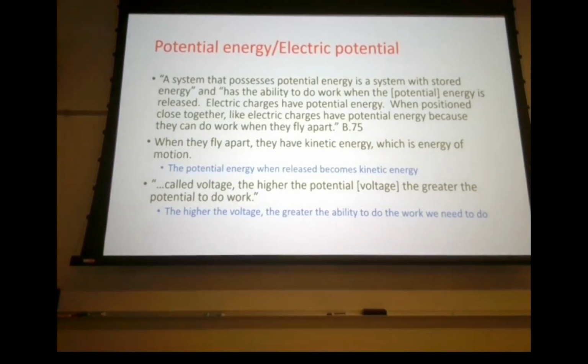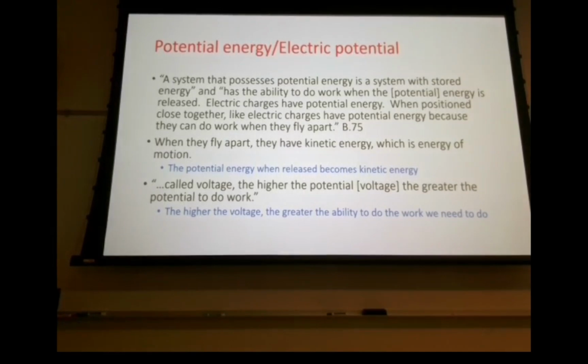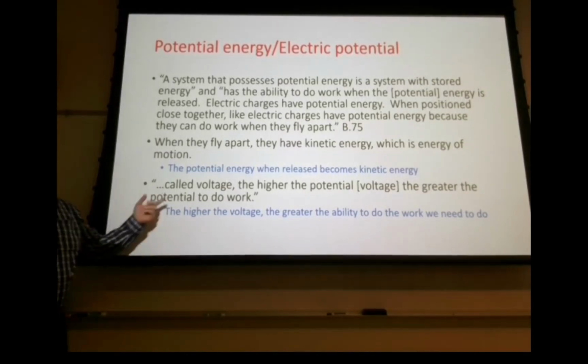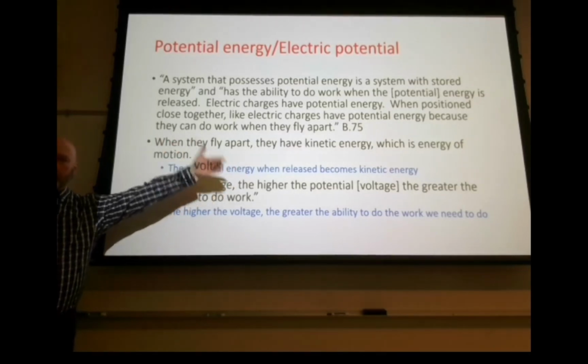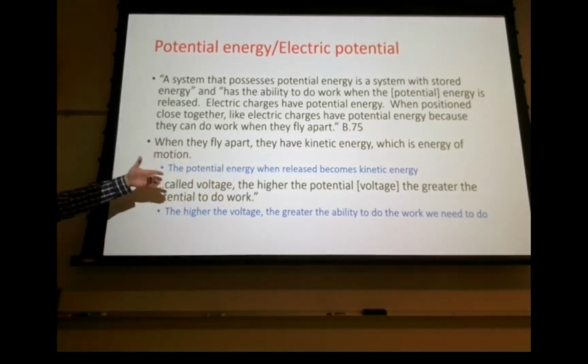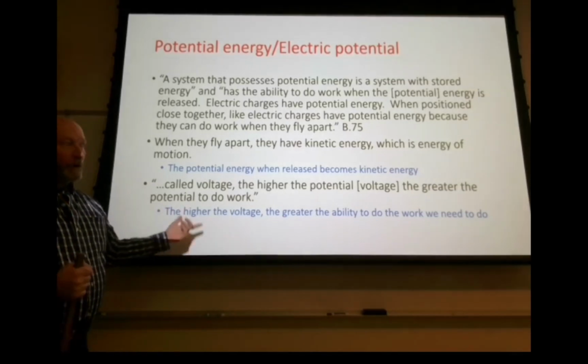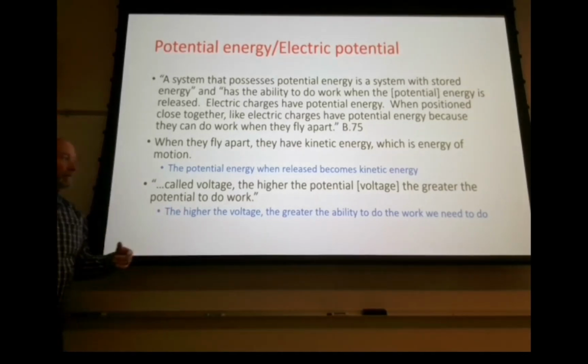So it's the potential energy. When positioned close together, like charges have a tendency to fly apart. And that's what we're trying to accomplish here. When they fly apart, now they've got kinetic energy because they're moving. Kinetic energy is energy of motion. Once they smack into the anode, they're gonna create primarily heat, but a small portion of that is gonna turn into X-rays as well, okay?